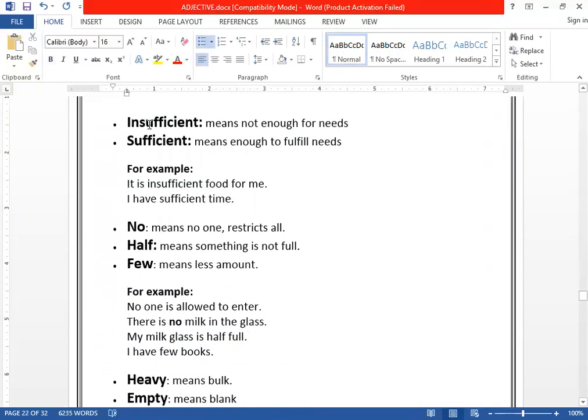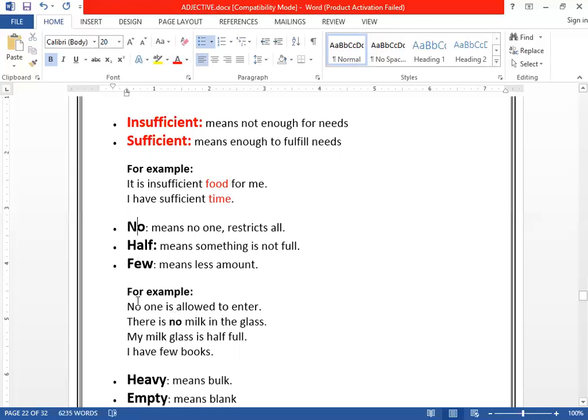Okay, next we have insufficient and sufficient. Both of them are quantity adjectives. Insufficient means not enough for needs, and sufficient means enough to fulfill needs. For example, it is insufficient food for me. Insufficient has the opposite meaning. And I have sufficient time. Sufficient means enough. Time is a noun. Sufficient is a quantity adjective. Food is a noun. Insufficient is a quantity adjective.